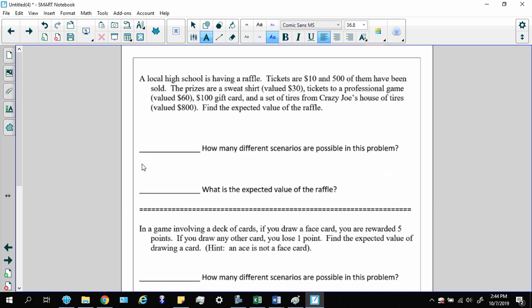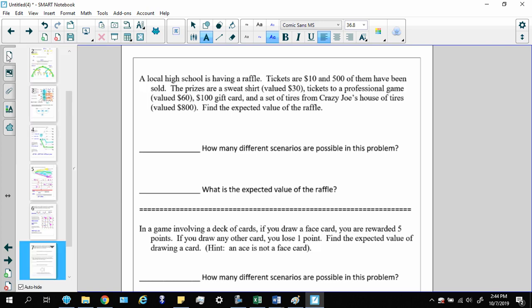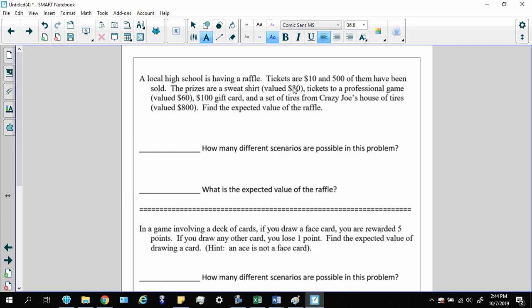The local high school is having a raffle. Tickets are $10 and 5 of them have been sold. The prizes are a sweatshirt, a professional game, and tires. All right, so we're dealing with a raffle. The items I could win: the sweatshirt, the gift card, the tires, and you could be a loser. So that's 8.